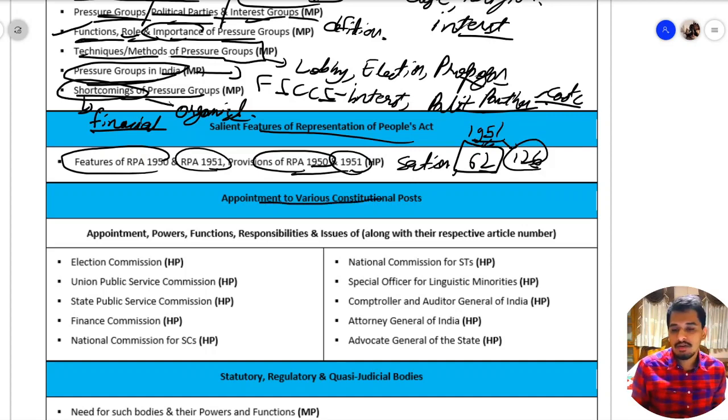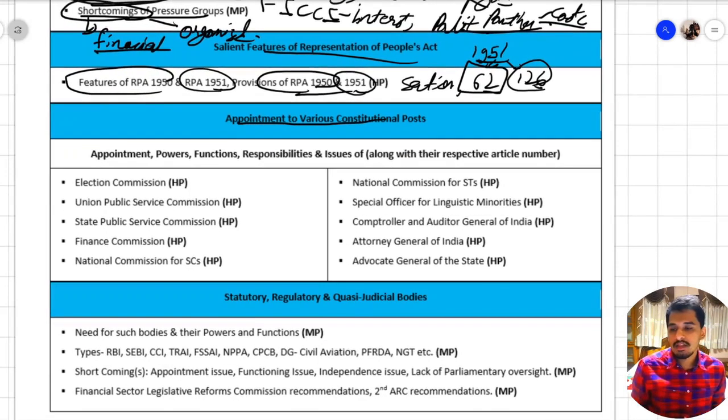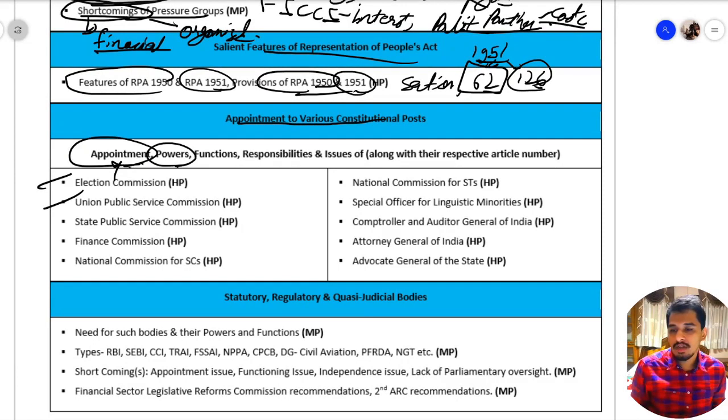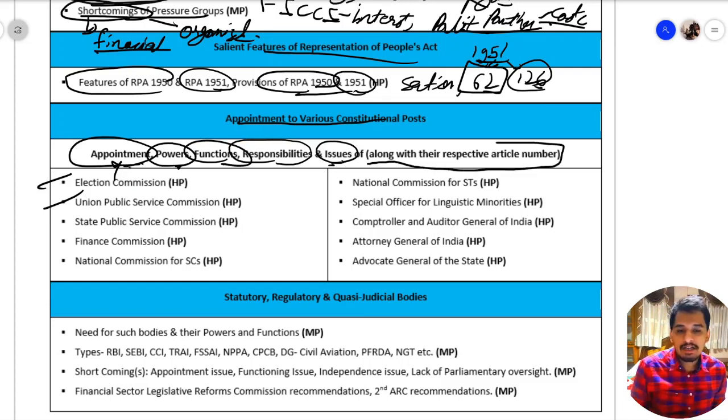Then we have appointment to various constitutional posts. In this you should know how these bodies, the Election Commission, Union Public Service Commission, how the members of these bodies are appointed, what are the powers of these bodies, what are the functions of them, what are the responsibilities and what are the issues with respect to these bodies. And you should also know the respective article numbers of these bodies.